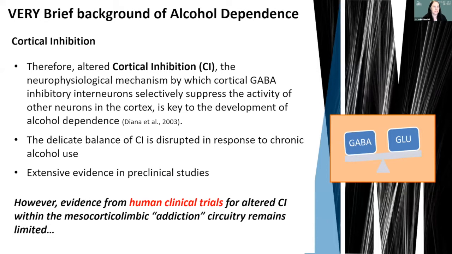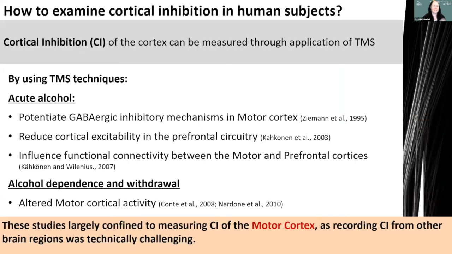This imbalance has been extensively evaluated in preclinical studies. However, evidence from human studies is more limited as it's difficult to non-invasively examine cortical inhibition in humans. This is where we cue in TMS. As many of you know, cortical inhibition can be measured via application of TMS.